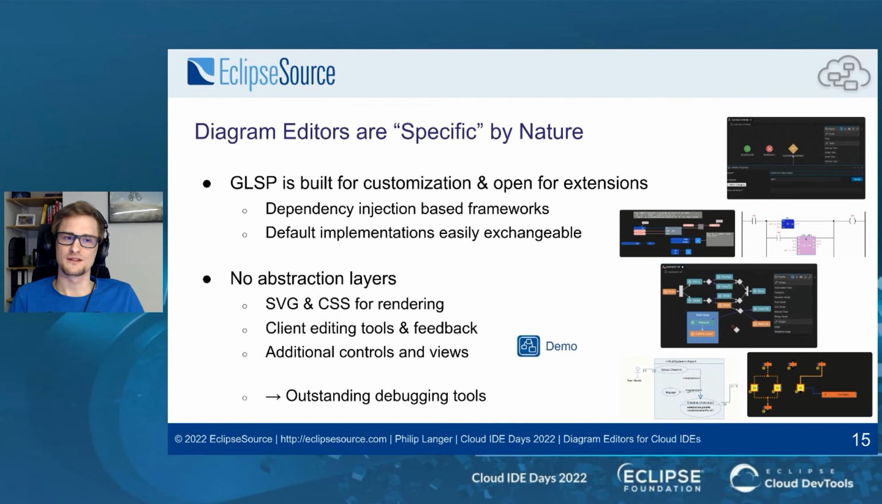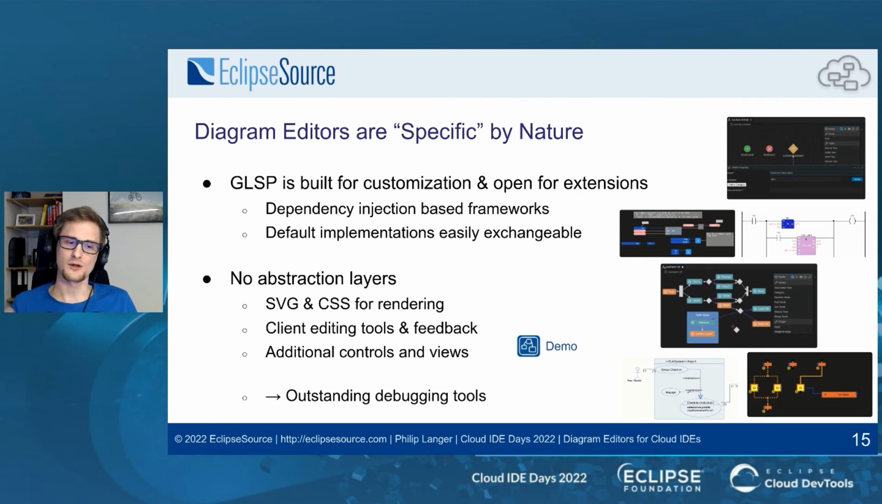And this is why GLSP is built for customization and really open for extensions in all sorts. It uses dependency injection so that you can even change all default implementations easily. And what is even more important, it puts no abstraction layers on top of any of the underlying technologies like SVG or CSS or EMF if you use that on the server and so on, or whether it's JSON. So basically you're dealing with that yourself. The framework supports you in that, but it doesn't put any abstraction layer on top.